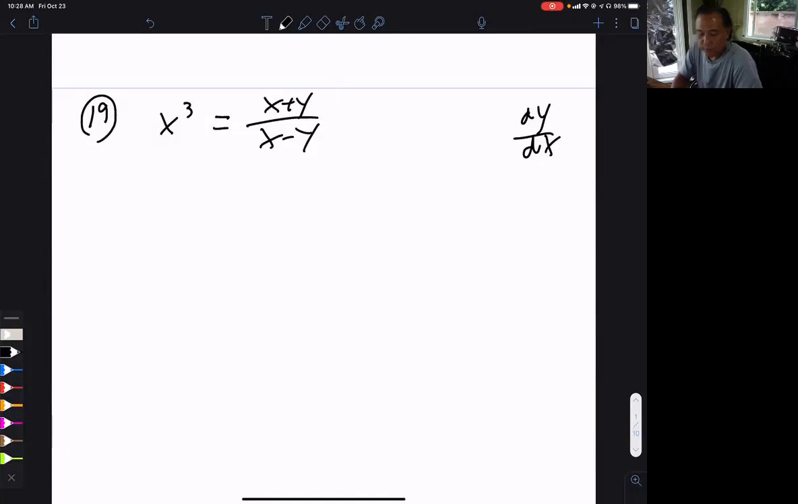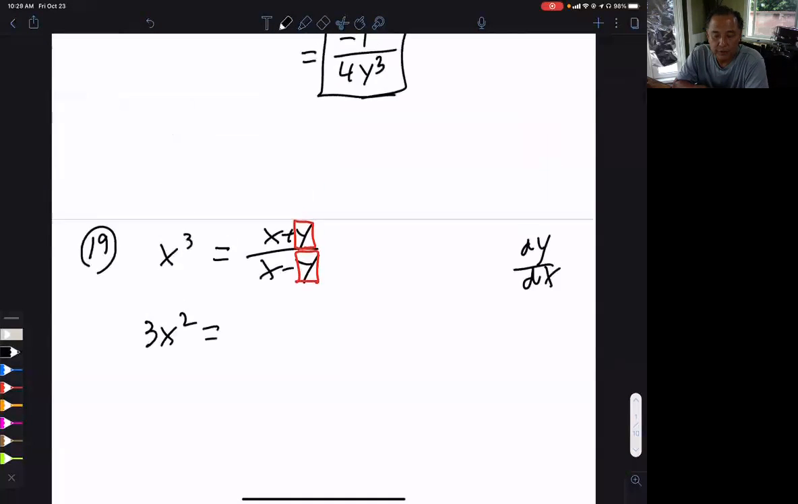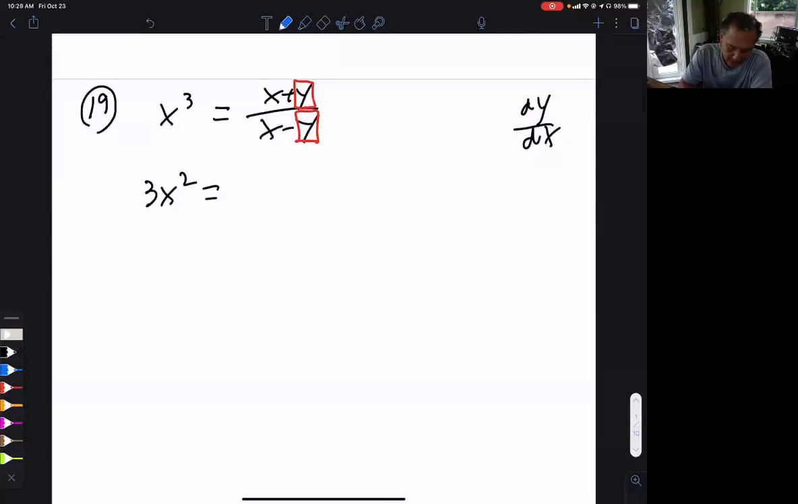So number 19 from 3.8, they're asking for dy dx. And you're going to get sick of me saying this, but x is your variable, y is a function. So every y here, you need to treat it as a function, not a variable. The left side, the derivative is easy because x is our variable, so it's 3x squared. On the right side, you should see quotient rule. You're dividing two things. You have that divided by that.